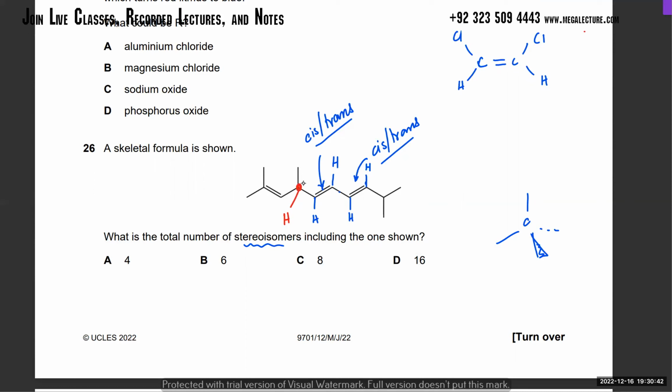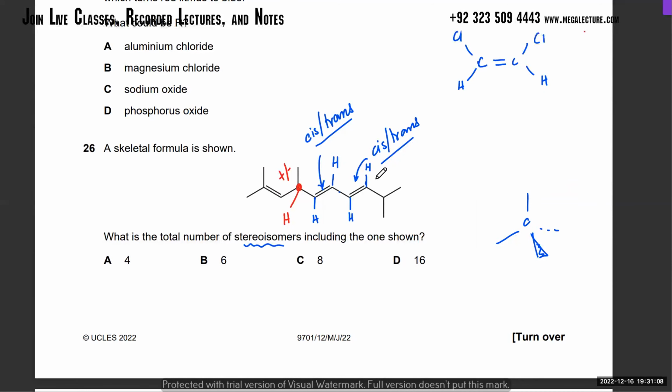Clear? What happens in chiral? There are two mirror images. In three-dimensional geometry, it's going to be two mirrored versions, just like your two hands. This is not going to be chiral because it's got the same thing on both sides. Is this clear? Yes. So now tell me, what is the total number of stereoisomers that you'll have?